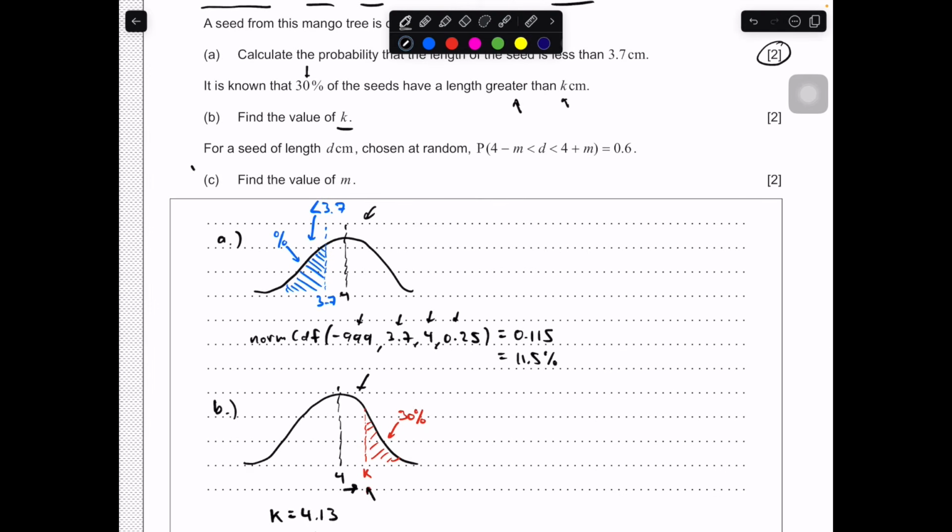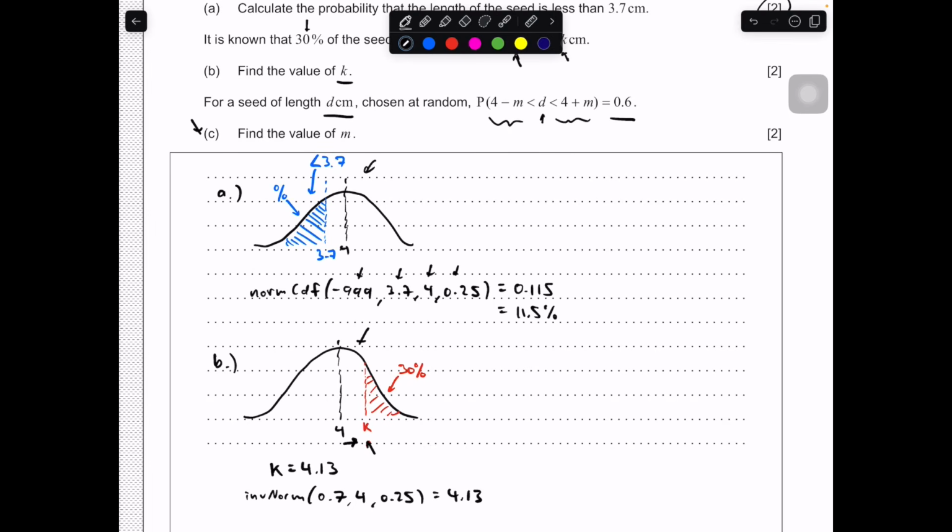This is a nice question, part C. For a seed of length d centimeters chosen at random, the probability that d is within a certain range, centered about 4, is equal to 0.6. So d is greater than 4 minus m, and d is less than 4 plus m, and the probability of being within that range is equal to 0.6. I'm actually going to draw a sketch, and I think that'll help determine what's going on here.